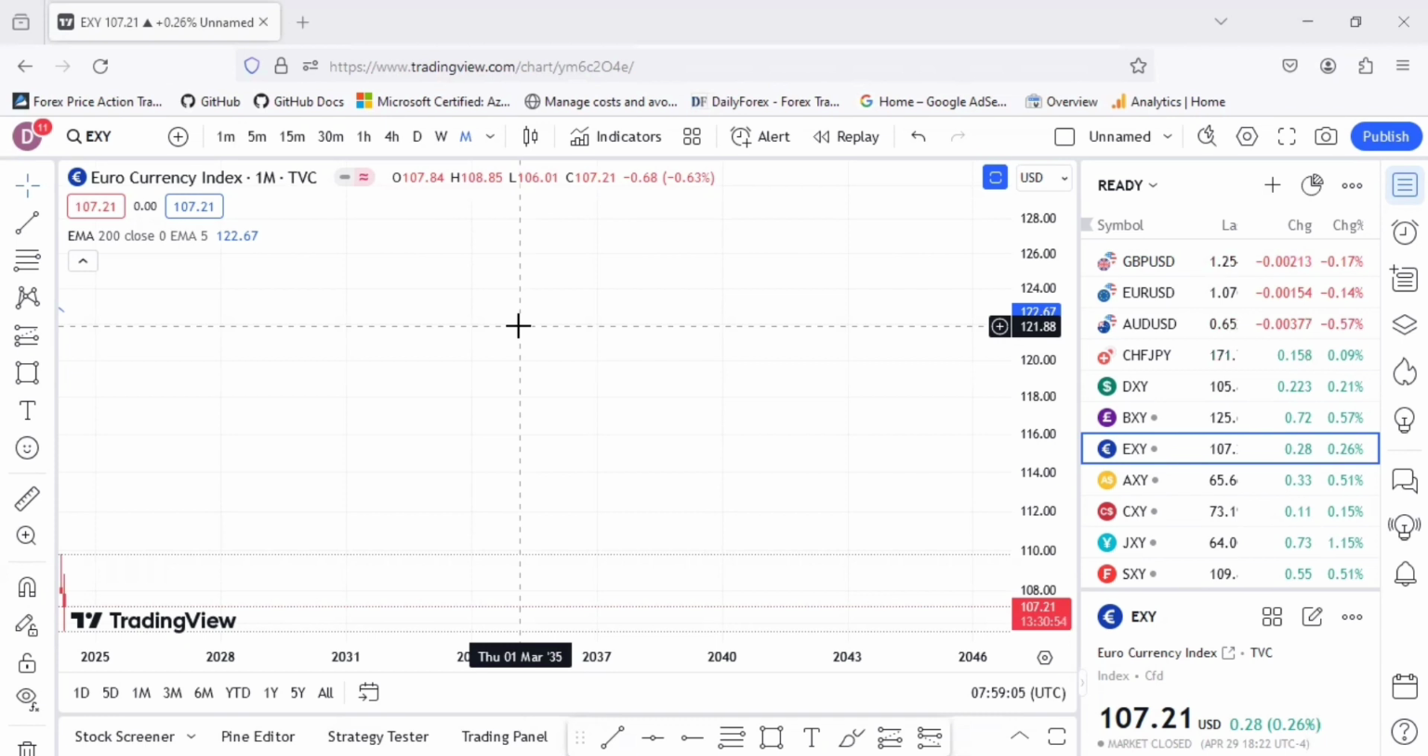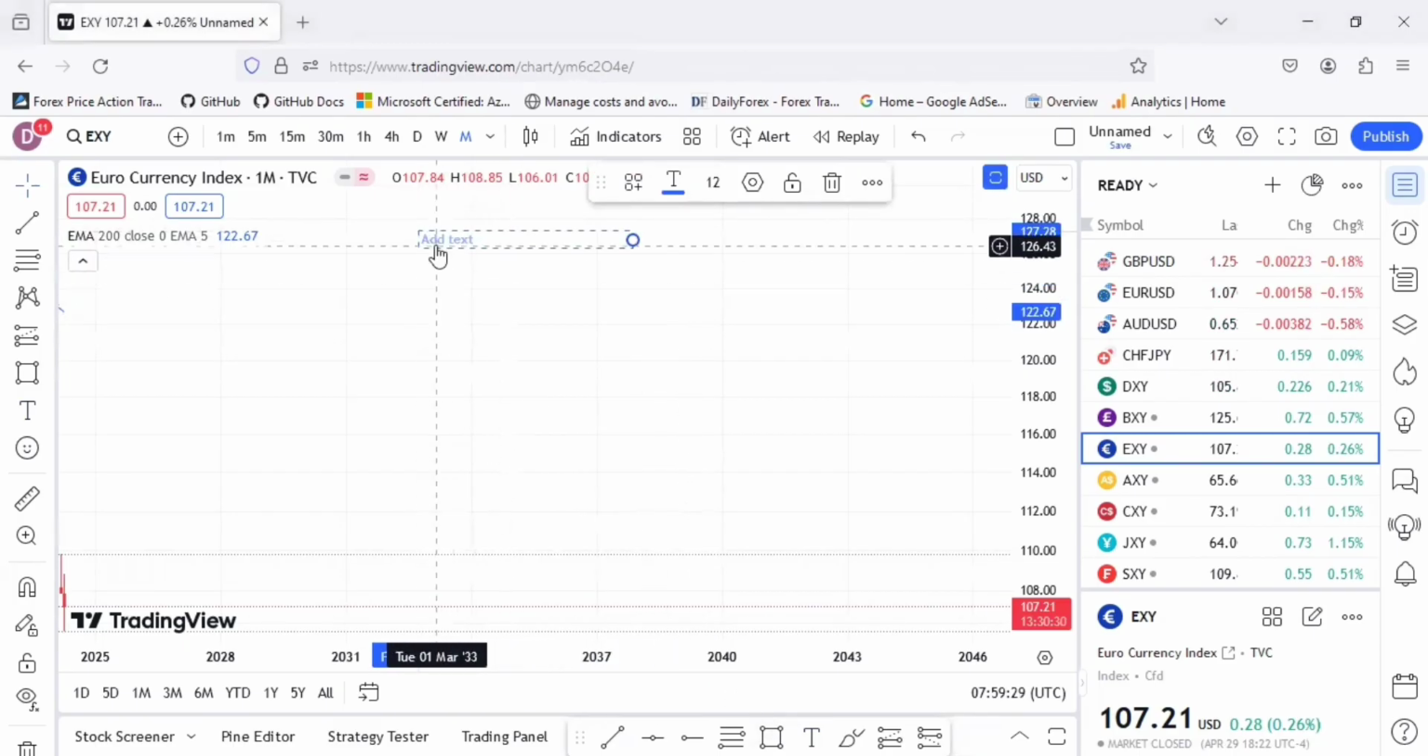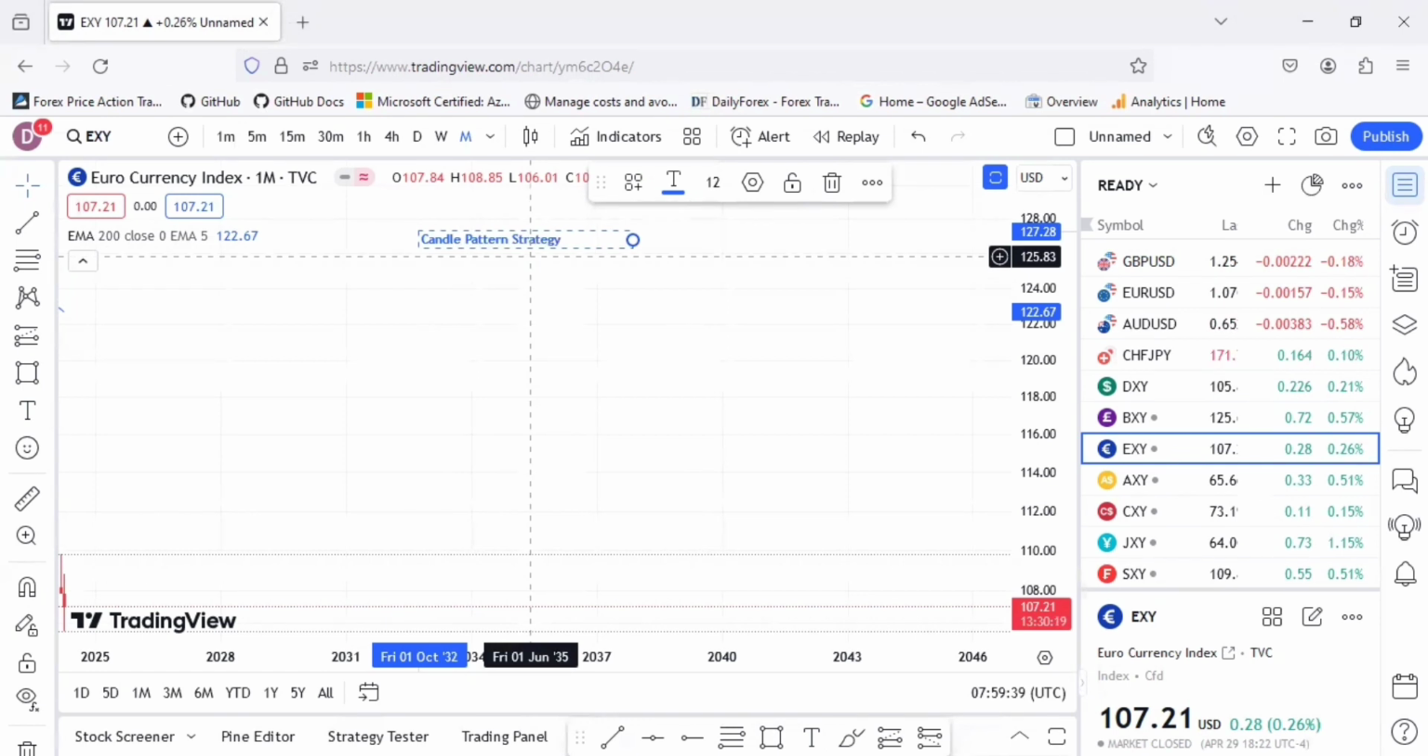So now, what are the entry techniques or entry strategies that we want to look at today? There are three major entry strategies that we're going to look at today, and those are the ones that I use. Number one of them is candle pattern strategy. That is the first one that we're going to look at.